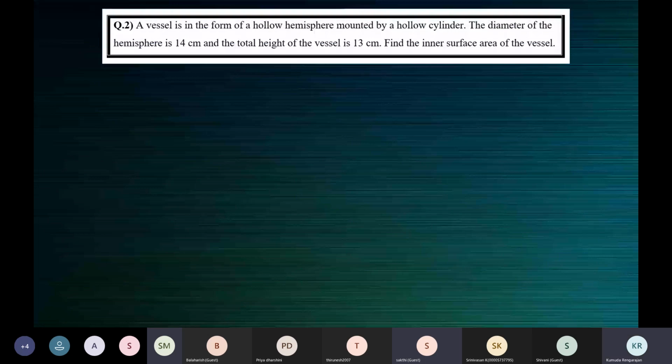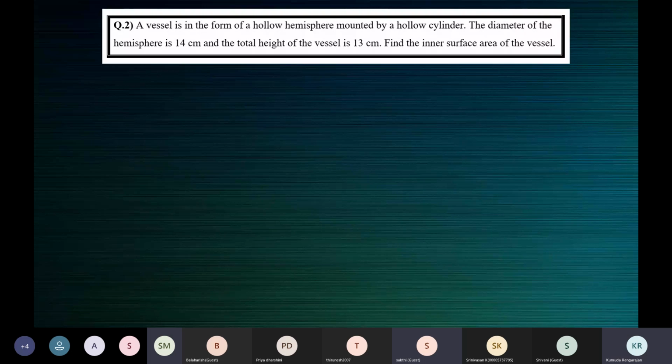Yeah, this is the next one. A vessel is in the form of a hollow hemisphere mounted by a hollow cylinder. That means a hollow cylinder sits on a hollow hemisphere. The vessel is the hemisphere and cylinder put together. So the bottom is the hemisphere, on top is a cylinder.